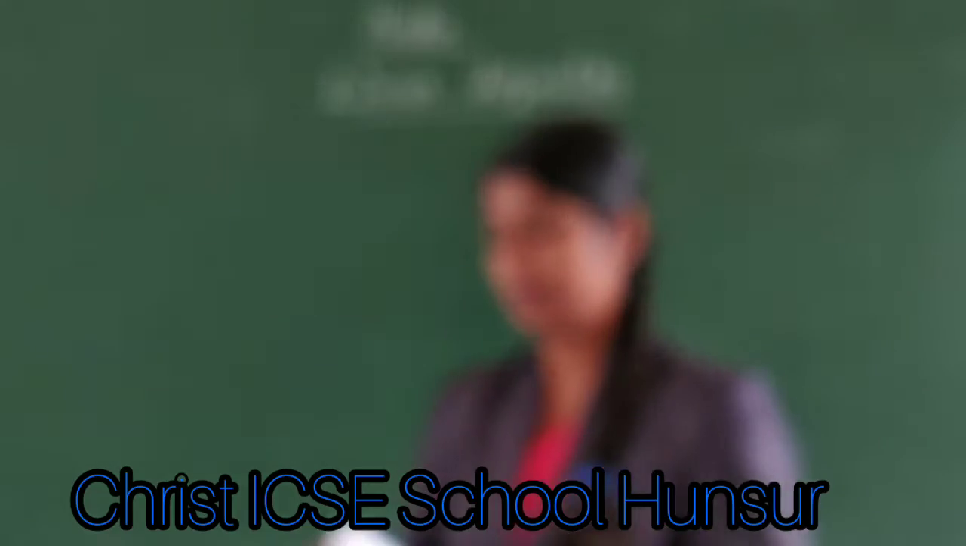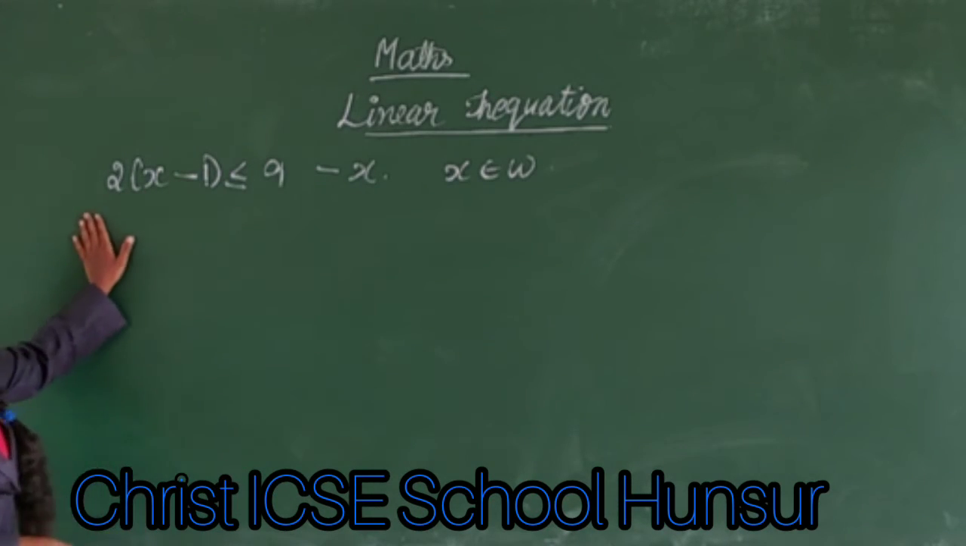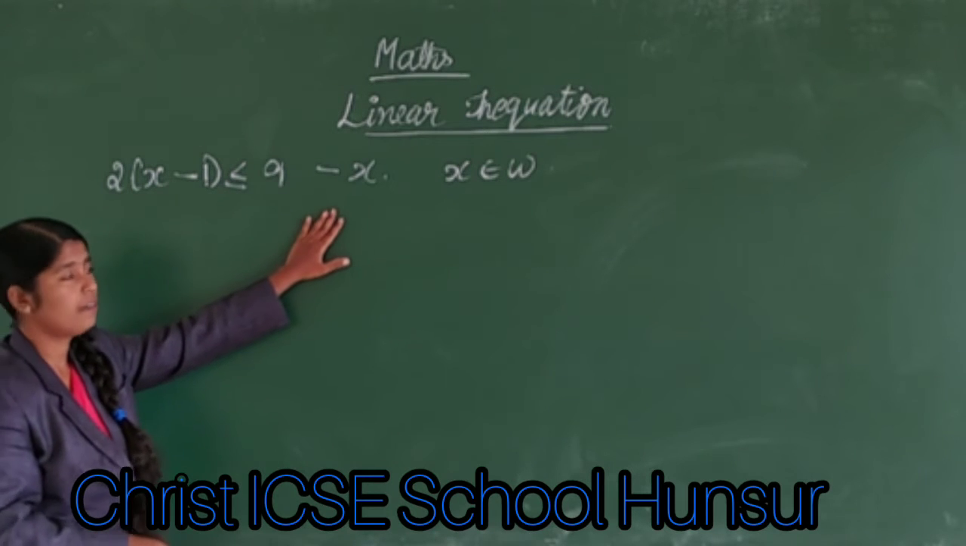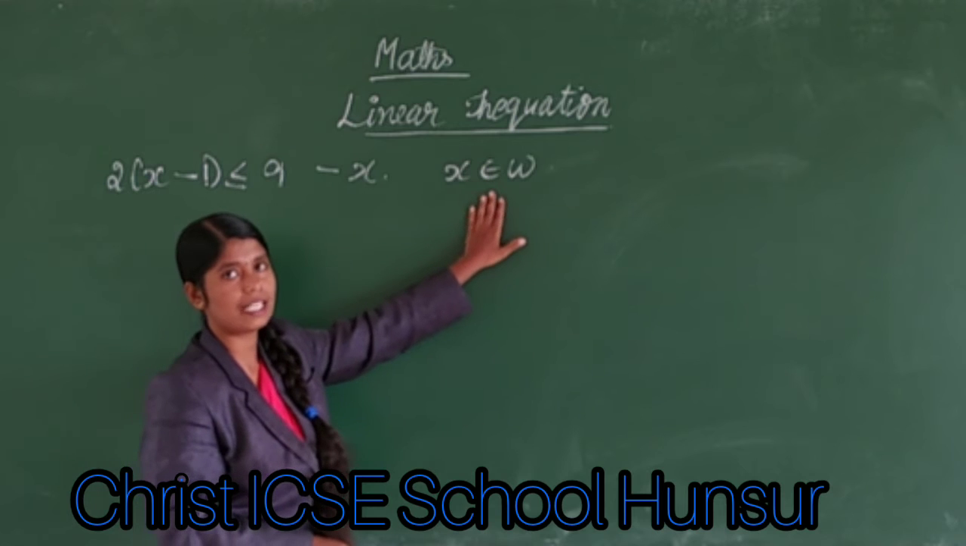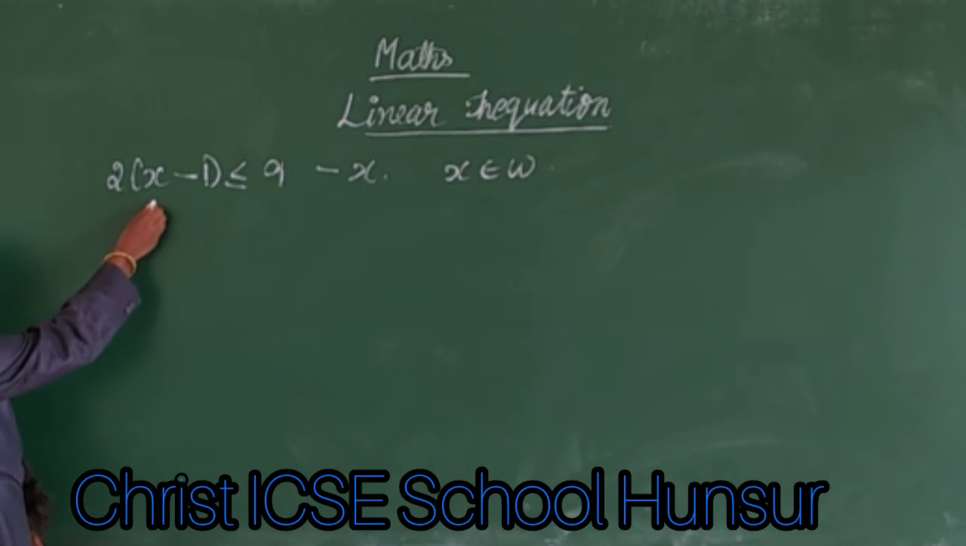Write the expression here. Given: 2 into (x minus 1) is less than or equal to 9 minus x. We should write x in the set of whole numbers. We solve for x. First we multiply and open the bracket.